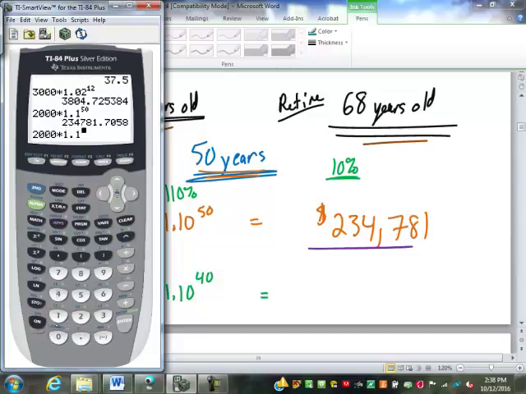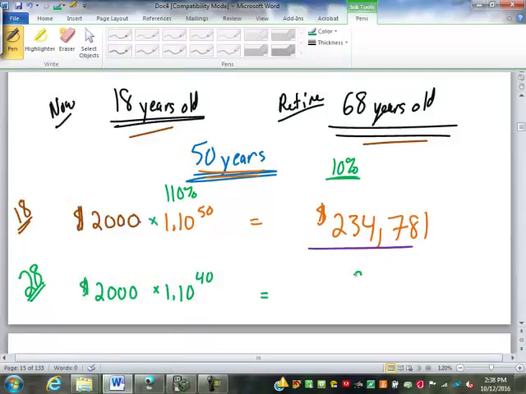So we'll do the same calculation, but only going for 40 years. You only get $90,518. 519 technically if I round it off. You're getting almost down to a third of what you would have if you'd have put it away at 18.